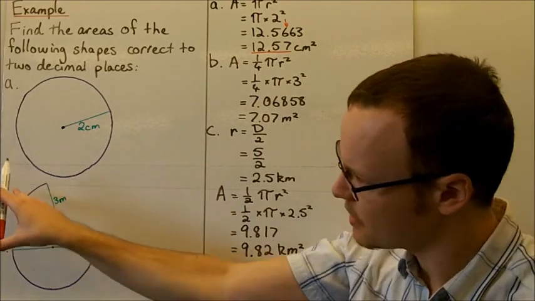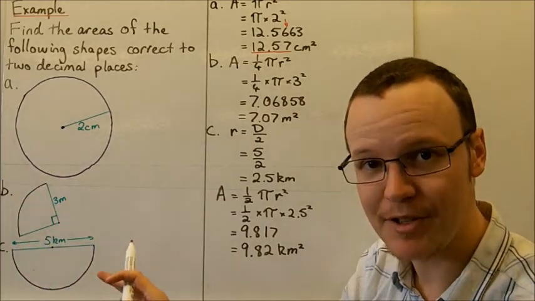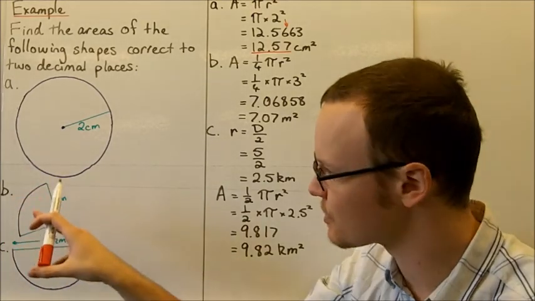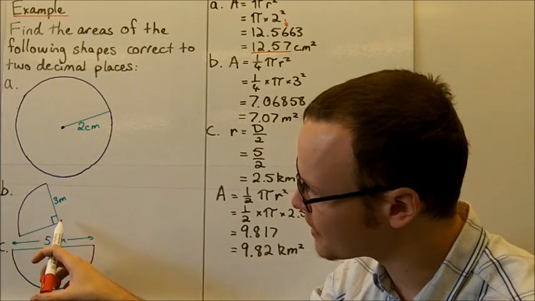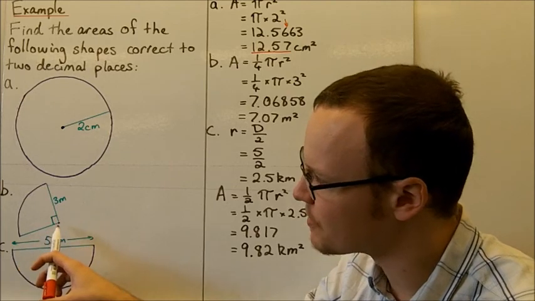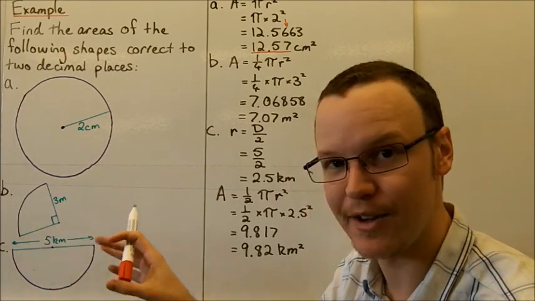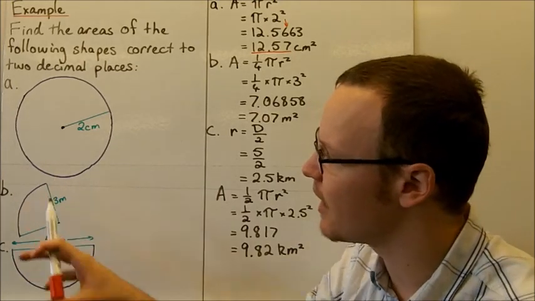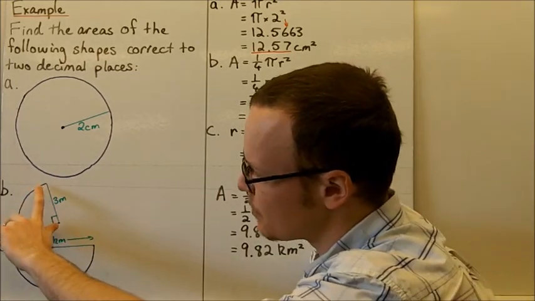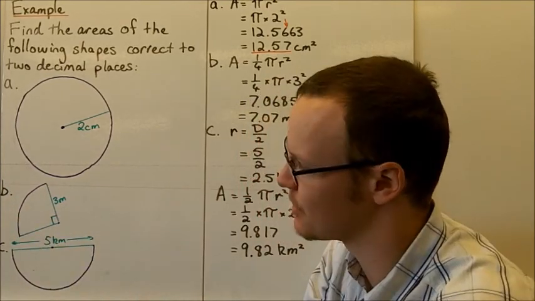So for our second shape here, we've got a quadrant. It's a quarter of a circle, so we're going to be finding a quarter of the area of the total circle. We've got one of the radii measured here, 3 metres, and this length would be the same length as well. That would be 3 metres as well, because those are both the radii that are shown there. So regardless of where I was to measure the radius, they would all be 3 metres on this quadrant.